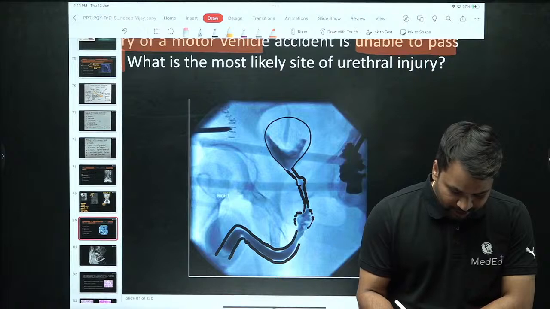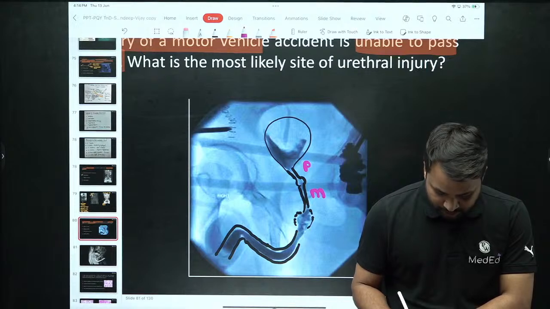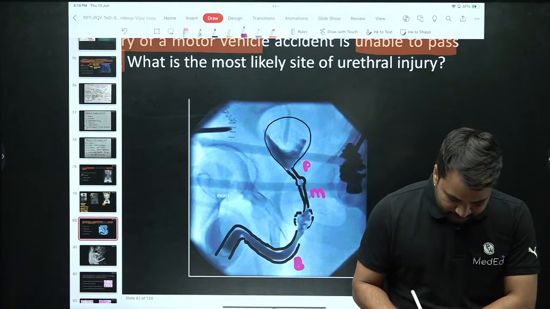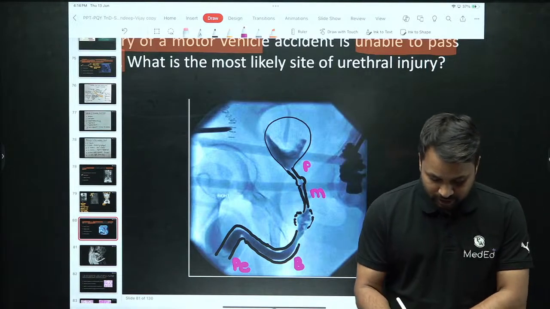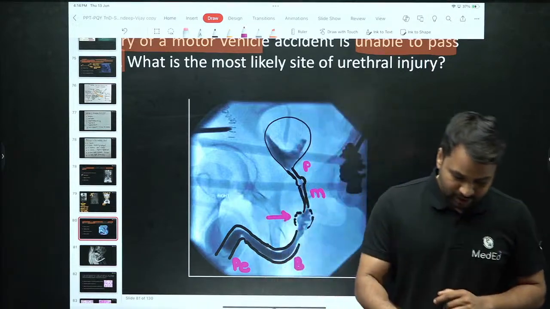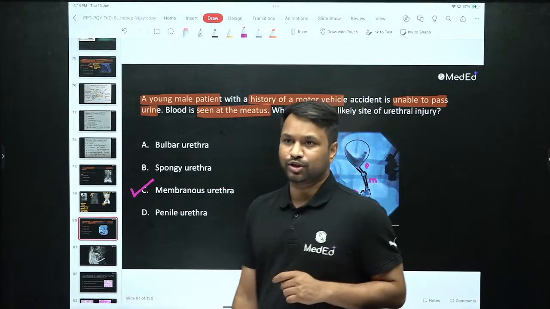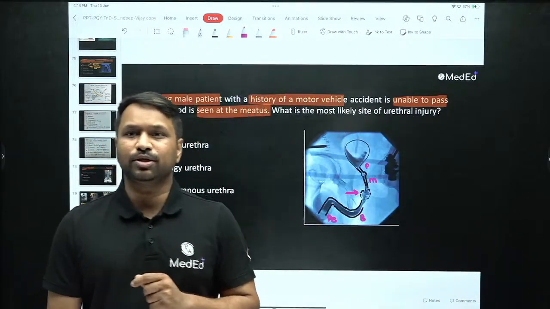So if I simply label it down for you, this happens to be your prostatic urethra. This is membranous urethra. This is your bulbar urethra, and this happens to be your penile urethra. So the injury that you can see here is at the level of your membranous urethra. So here it is a membranous urethral injury.